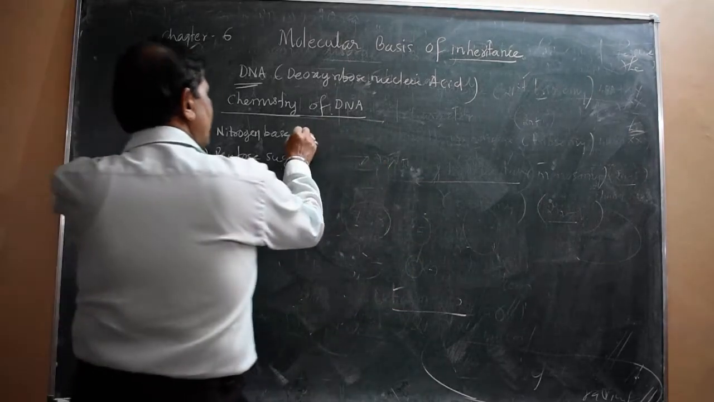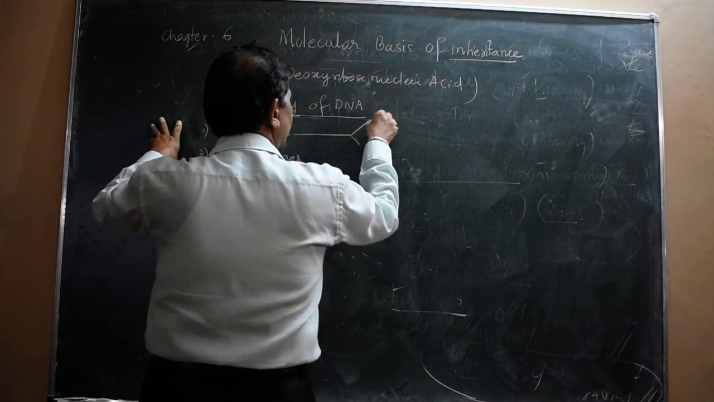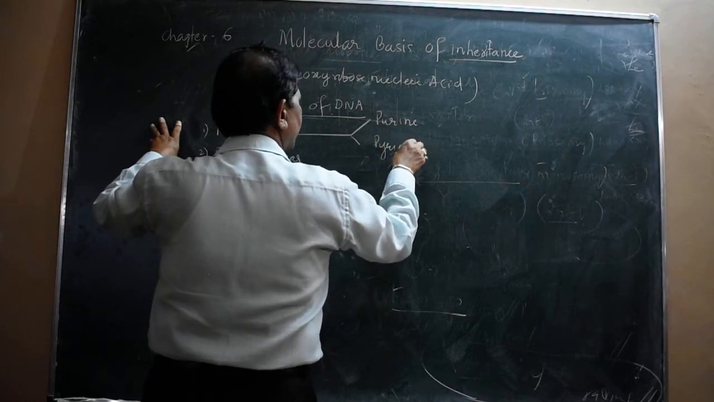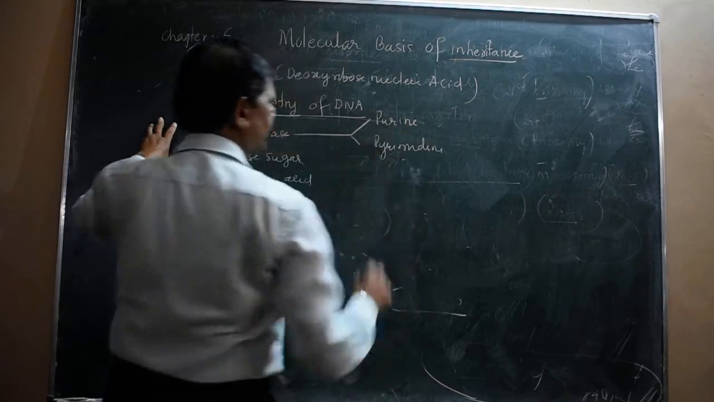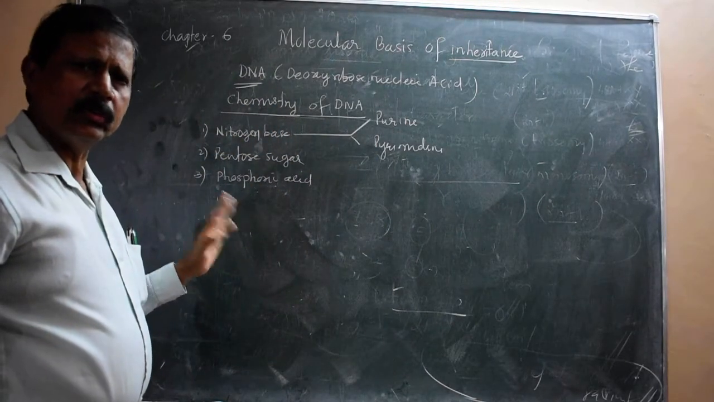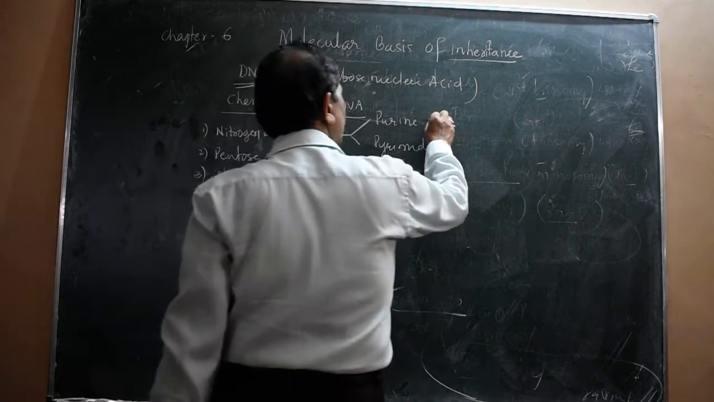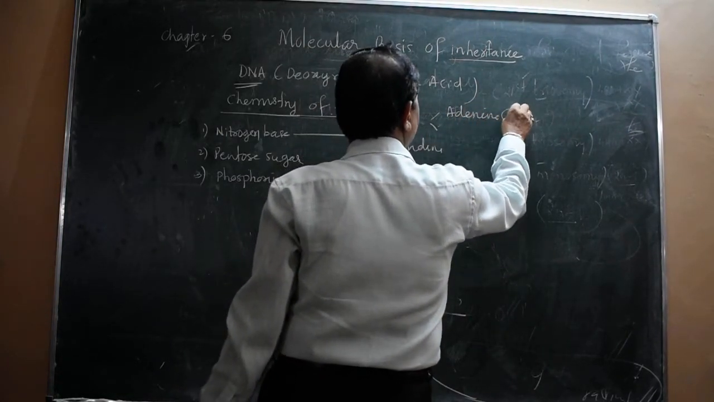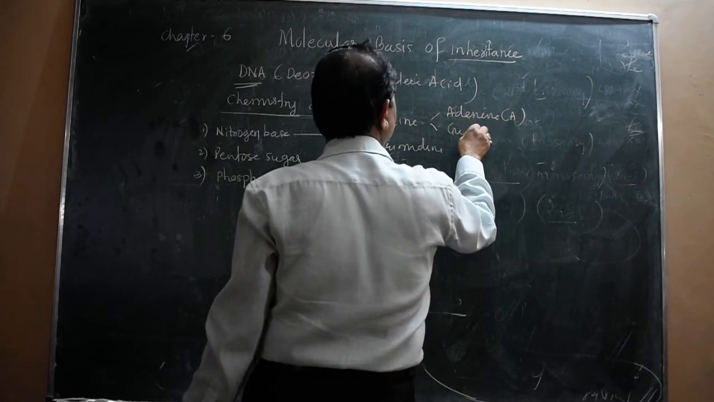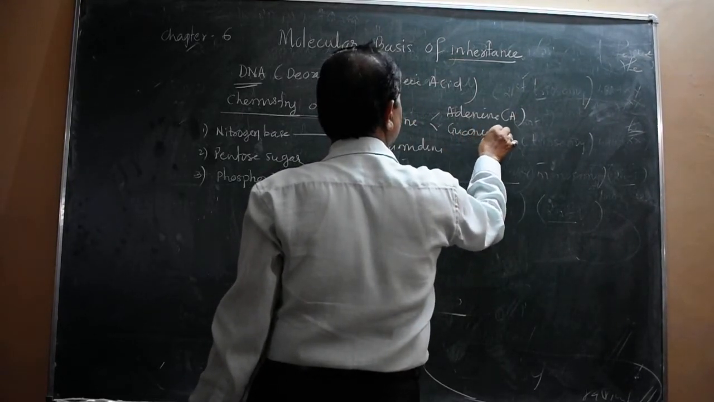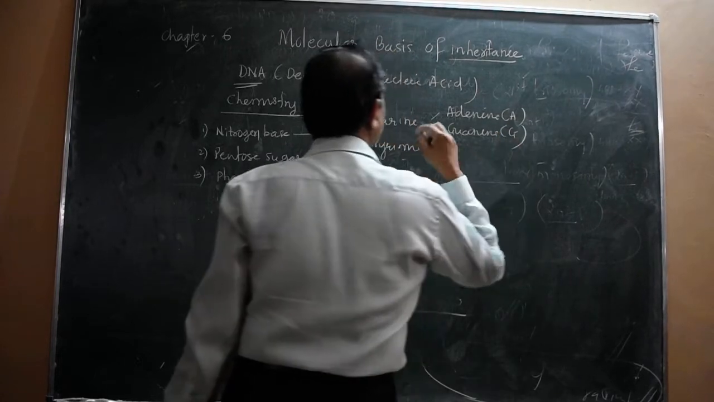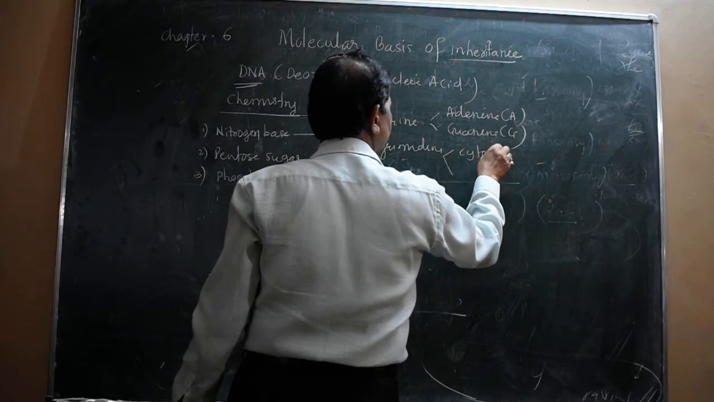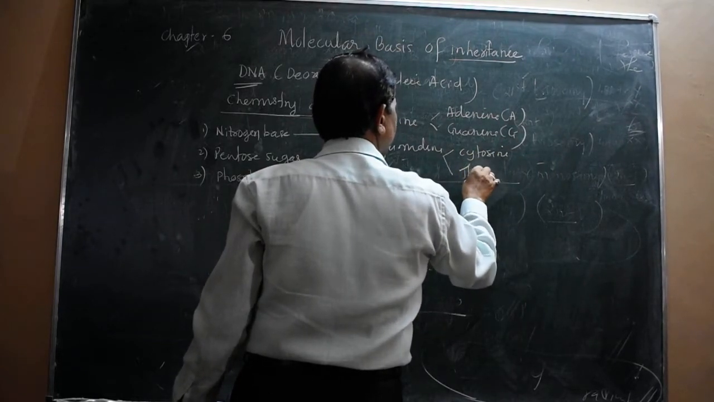See, nitrogen bases are further divided into two types: one is purine and another one is pyrimidine. Purines and pyrimidines are the two bases. Purine bases are again two types: one is adenine, A, and another one is guanine, G. And then pyrimidines are two again: one is cytosine and another one is thymine.